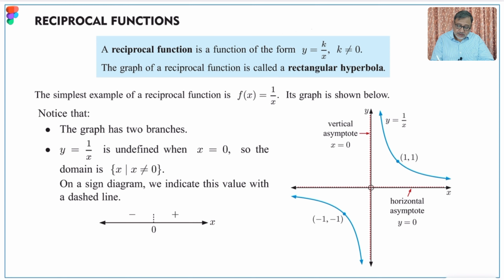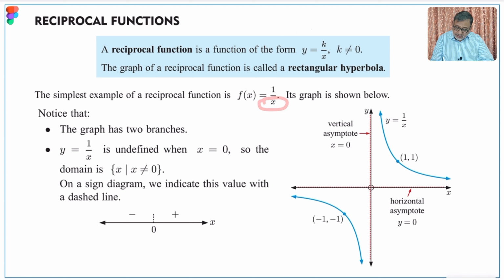denominator becomes numerator, that is called reciprocal. And in the same way we have the reciprocal function y is equal to k over x, or f of x is equal to 1 over x, like that. Now whenever there is x in the denominator, you have to be very careful because x cannot be 0. I mean the denominator cannot be 0.